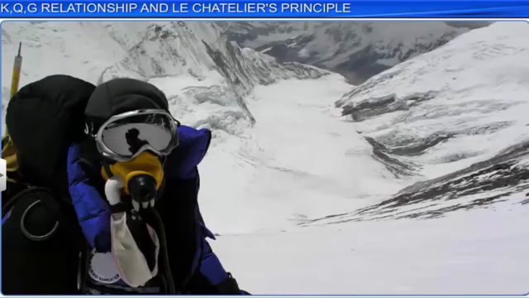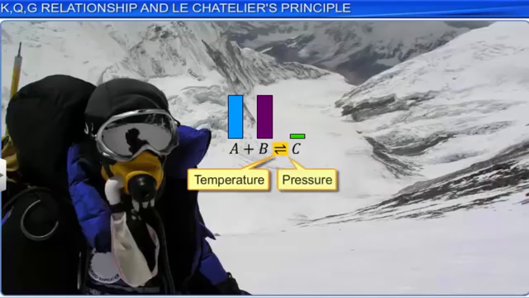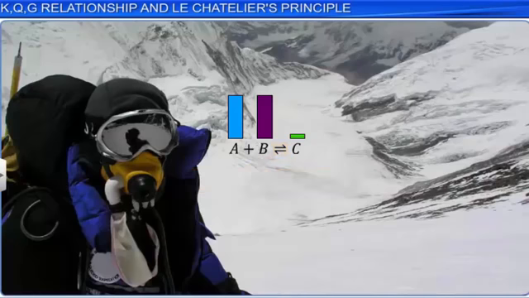Thus, we can see that if a system at equilibrium is subjected to a change in the concentration of one of the substances, then it no longer remains at equilibrium, and the equilibrium position shifts in the direction in which this change is reduced or nullified. A change in temperature or pressure may also alter the equilibrium. This is the application of an important generalization, known as Le Chatelier's principle.